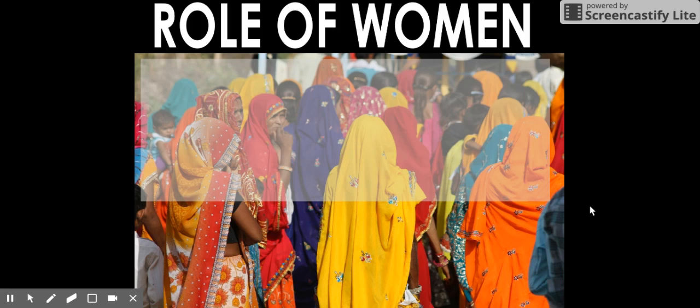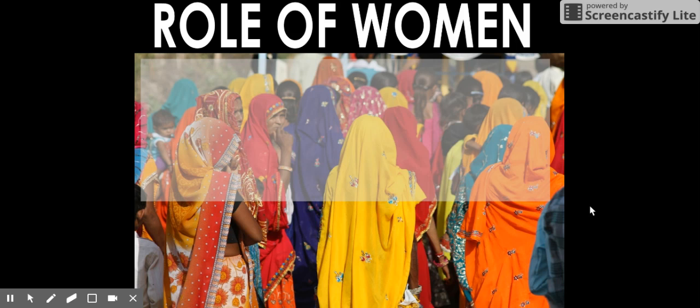All right, so in this slide, we're going to be talking about the role of women. How are women treated in this society versus how they're treated in other societies? So, like in Egypt, women had quite a few rights. They could own property. We had women that were pharaohs.